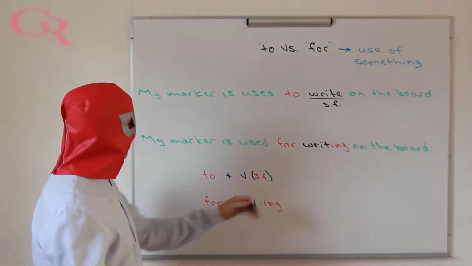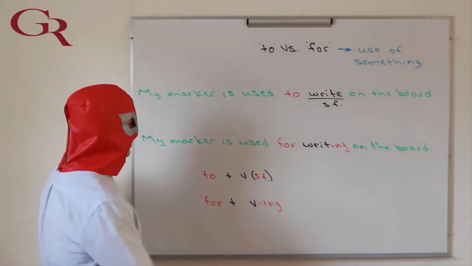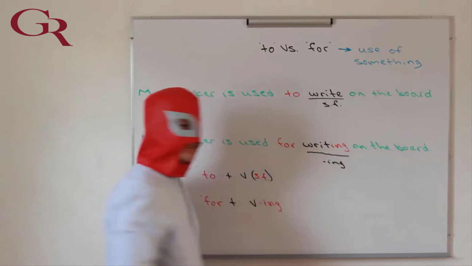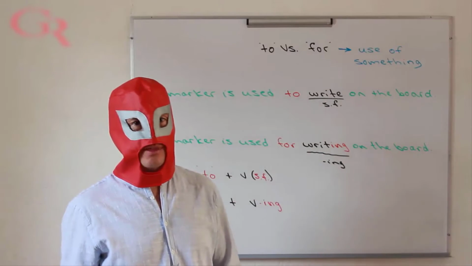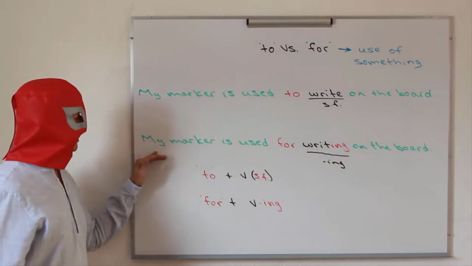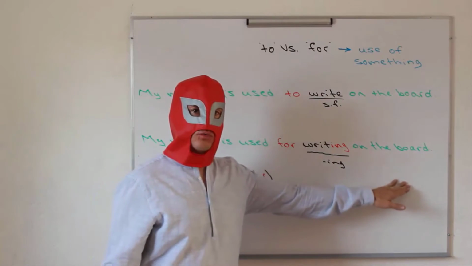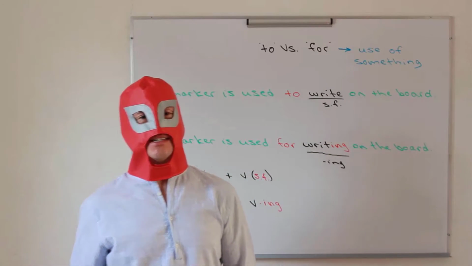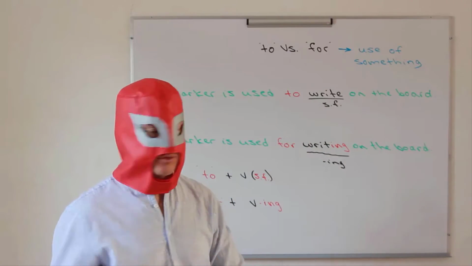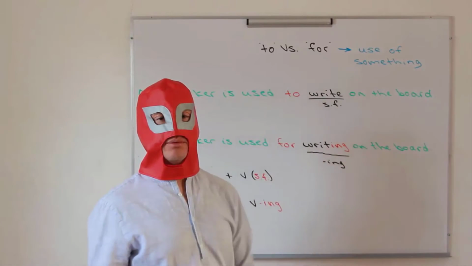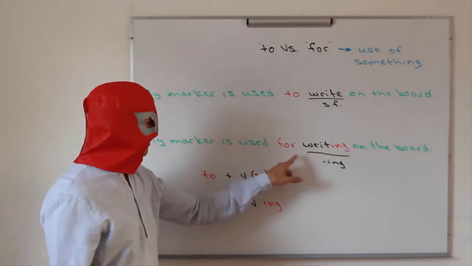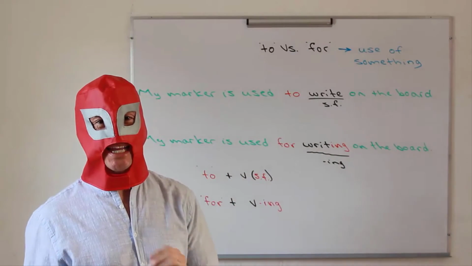However, I have another possibility, and that possibility is to use a verb here in ing form. Now, if I do that, I have to use for. So my example here would be, my marker is used for writing on the board. So as you can see, you decide if you're going to use to or for. However, be careful. If you use to, your verb must be in simple form or base form. If you use for, then your verb must be in ing form.